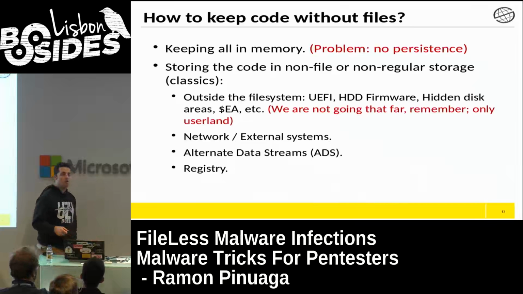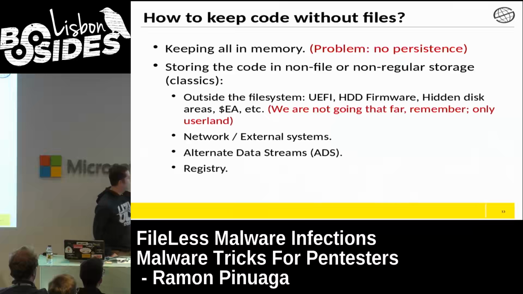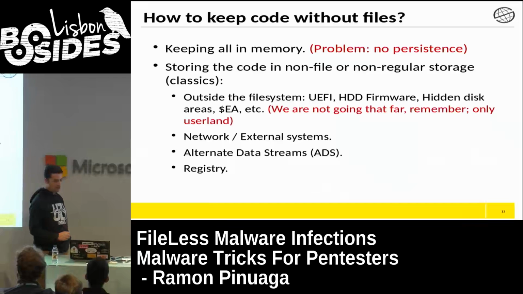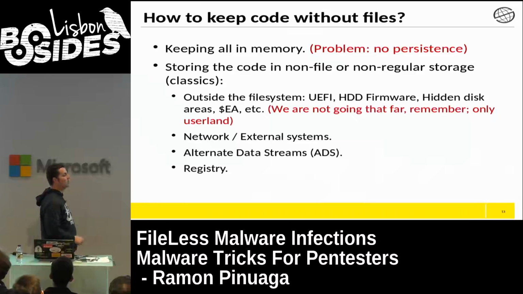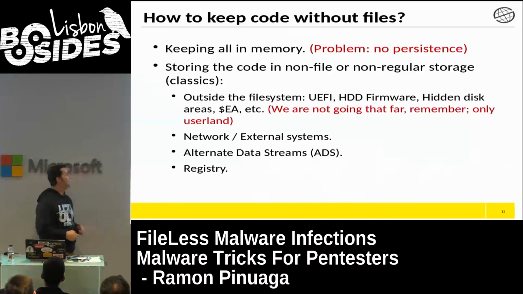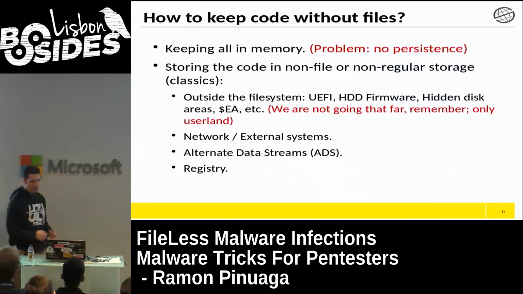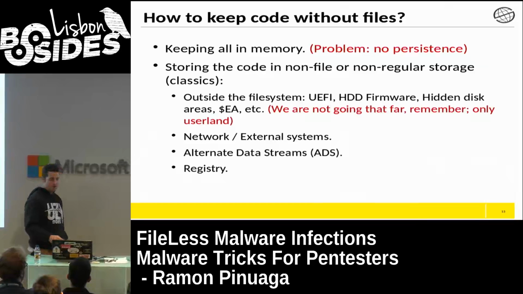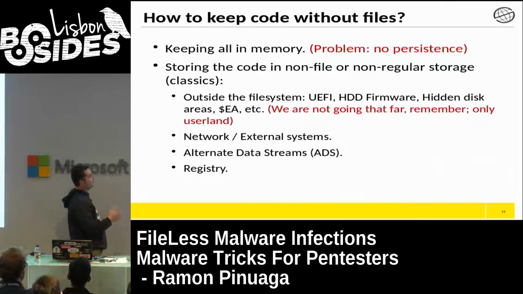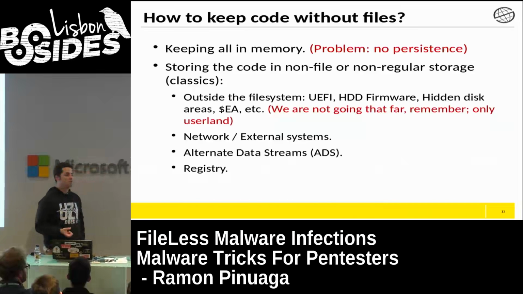We can also store the code in non-file or non-regular file storage. For example, the registry, as I said before, is a typical place where malware hides, or can hide. So where can we hide code that is not the file system? For example, we can hide code outside the file system, in the UEFI, in the HDD firmware, in hidden areas. But for this kind of hiding, we need rootkit capabilities. We can't do it from userland. So for this talk, this kind of hiding is not interesting.